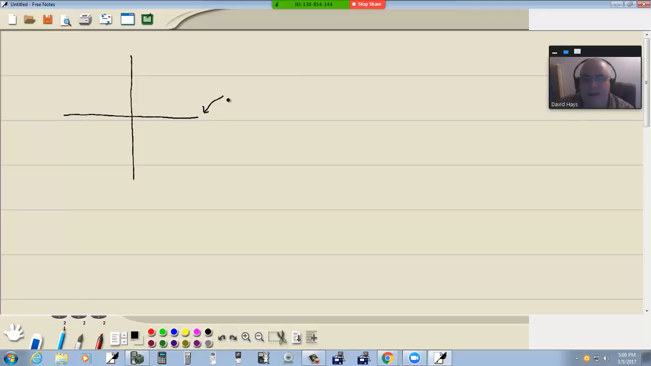where we have our x-axis, we have our y-axis, and we also have where they cross. This is referred to as our origin. Now we have quadrants also. This is quadrant 1. This is quadrant 2. This is quadrant 3. And this is quadrant 4.